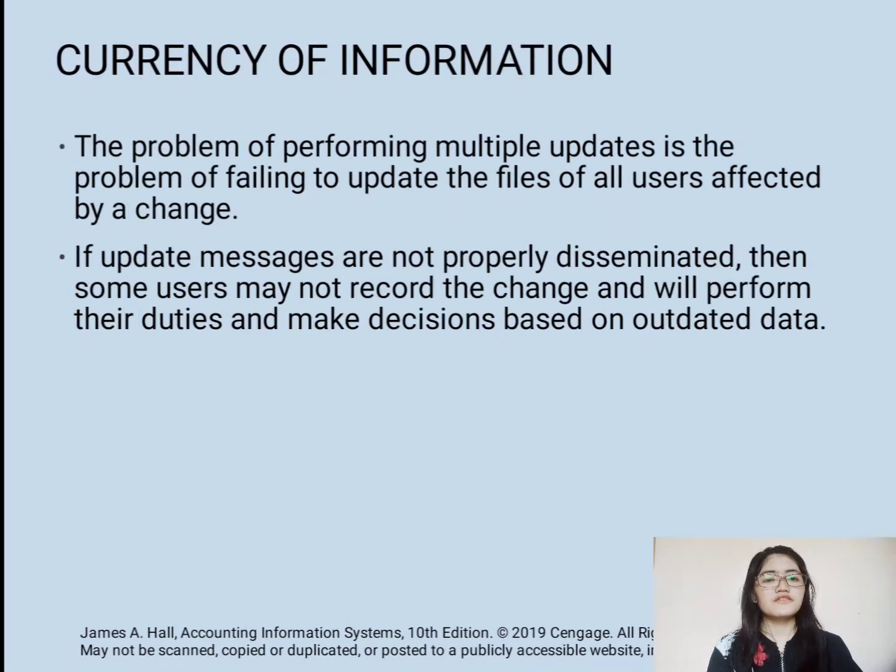Currency of information: the problem of multiple updates, and the problem of failing to update the files of all users affected by a change. If update messages are not properly disseminated, then some users may not record the change and will perform their duties and make decisions based on outdated data. In terms of currency of information, whenever multiple updates are not properly disseminated, we fail to update all the files.